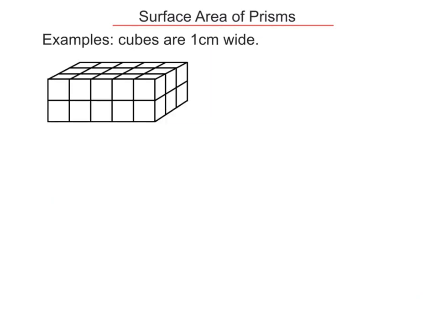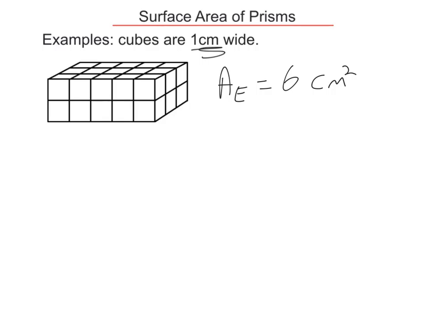In this example, we're going to be looking at finding the surface area of this prism. It's a rectangular prism because it has rectangles, or a rectangle, on the end. Now it says up here that the cubes are 1 centimetre wide, so if I've got 6 cubes on the end, that means the area of the end is equal to 6 square centimetres, or centimetres squared.